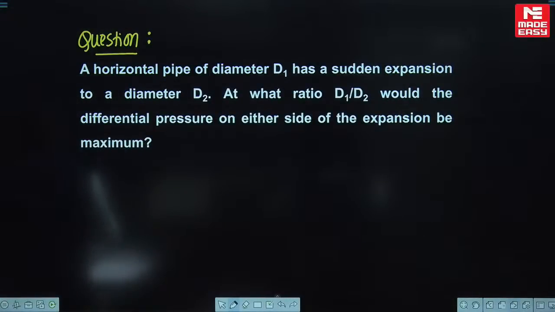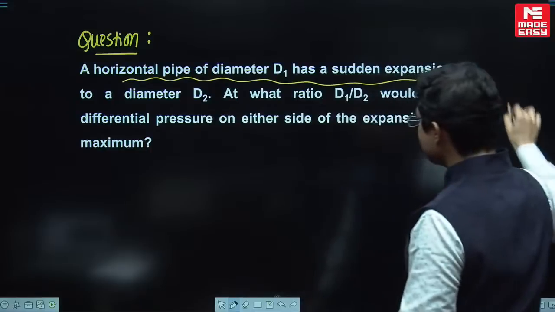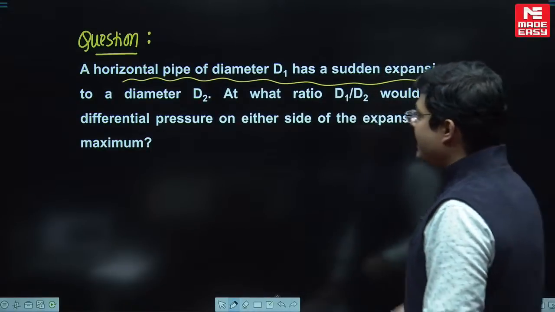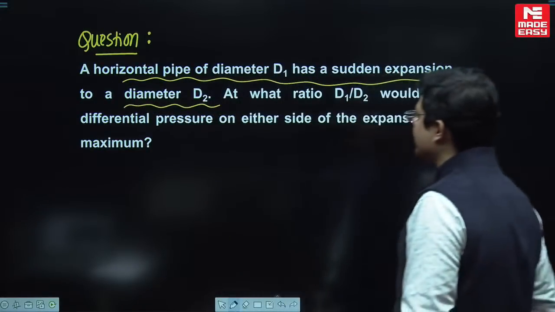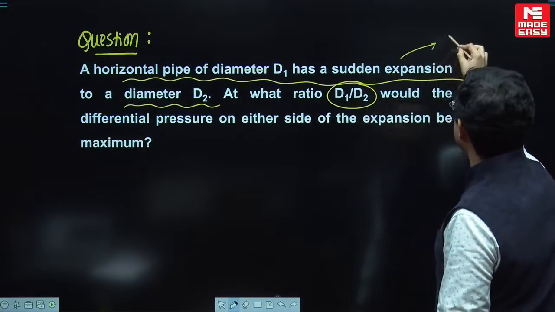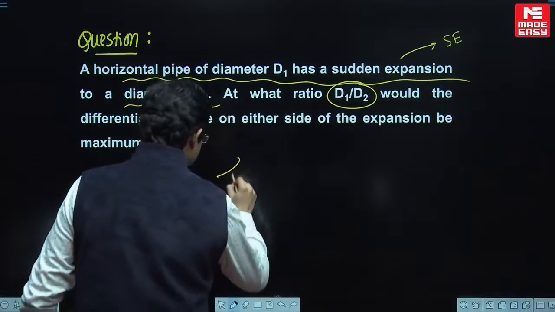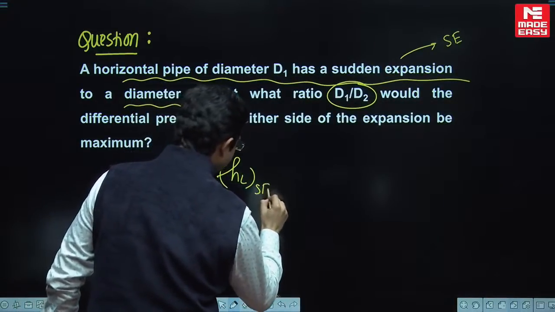Come on guys, look at this question. A horizontal pipe of diameter d1 has a sudden expansion till diameter d2. What is the ratio of sudden expansion? Do you guys remember sudden expansion? Do you guys remember what is the formula for head loss due to sudden expansion?